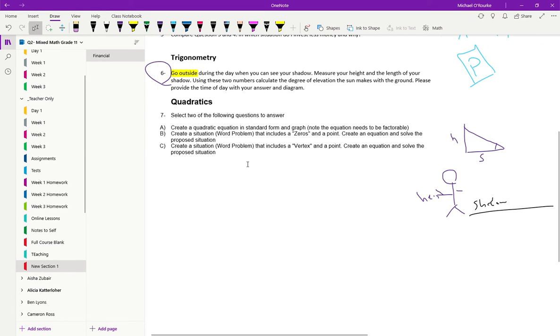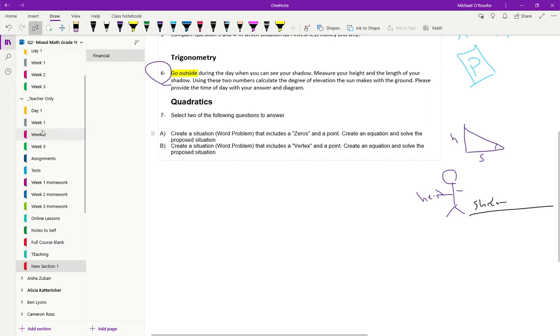Now lastly, this is select 1 now. I should say select 1. Okay? And I think I got rid of this option here. So this is going to take a little bit of work on your hands. Okay? So I have to create a problem either with zeros or a problem with a vertex. Okay? So the problem with the zeros is from Wednesday.